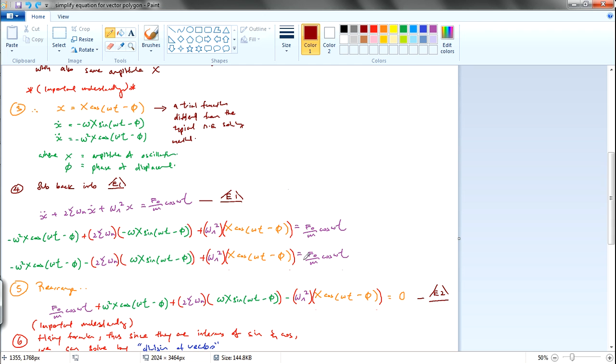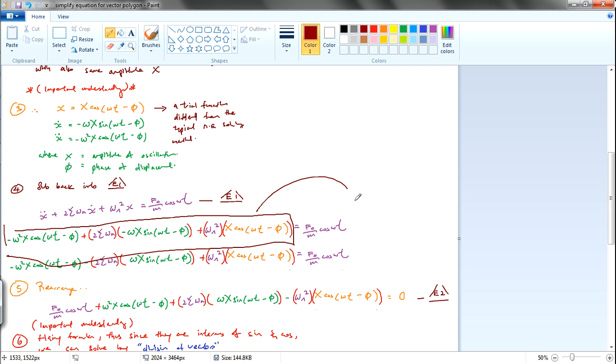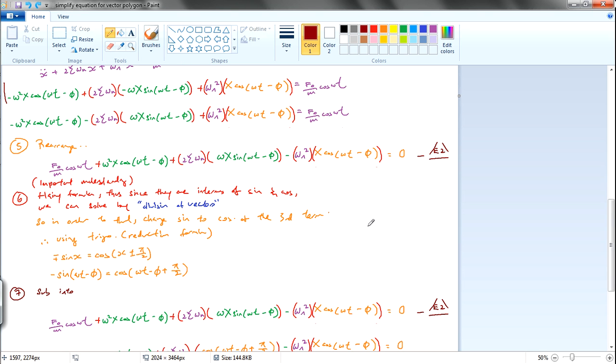You bring this whole chunk of stuff, this whole piece of big thing, you just bring it over here. So you make this equation 0. Okay, you get what I mean? So therefore we call it equation 2.